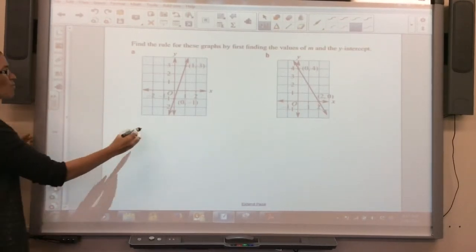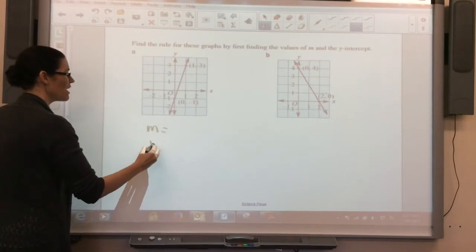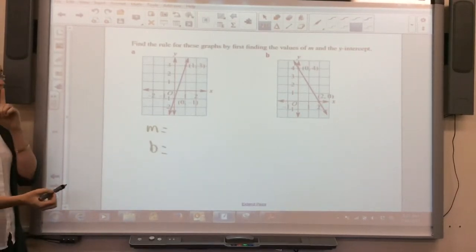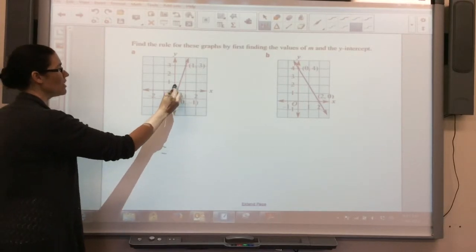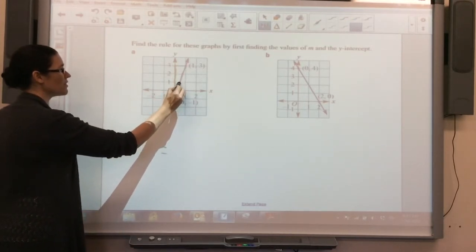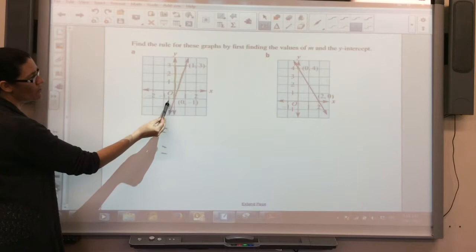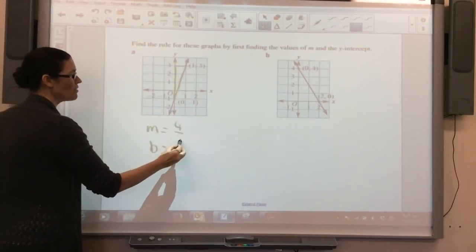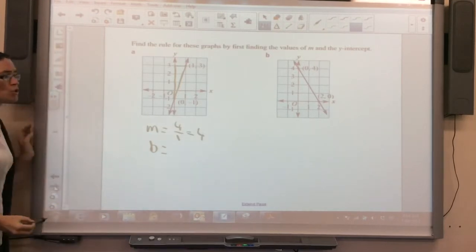In this question, I want to find the rule. So I need to know what the gradient and the y-intercept are. What's the gradient? Let's look at a triangle. Here's a nice triangle here. Careful. I've gone up 4. 4 over 1, which is just 4.